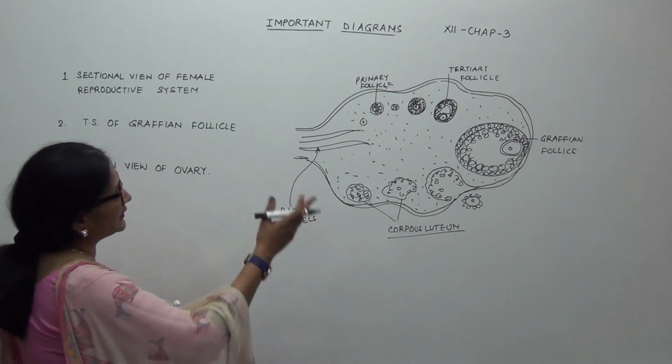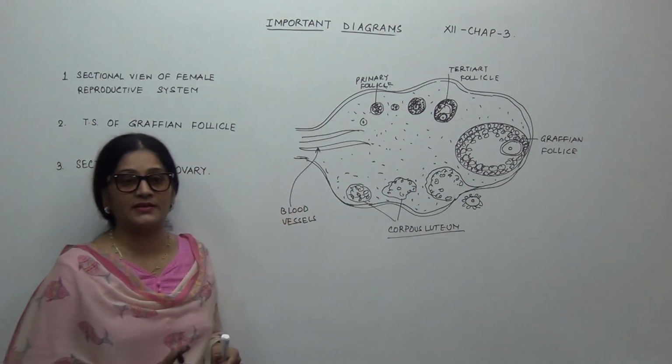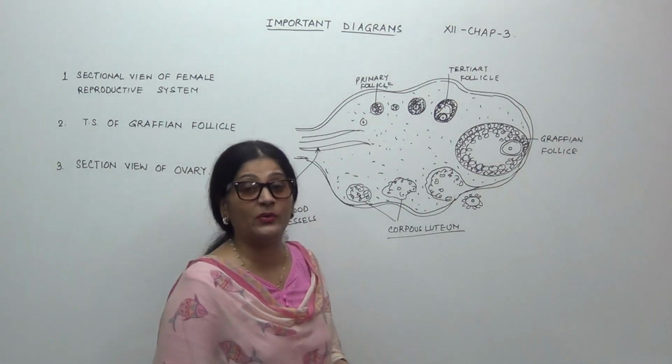These are the labelings that they have in your NCERT. Let me do it. Follicle. If you draw it like this, you could see it. It's very easy and very quick.